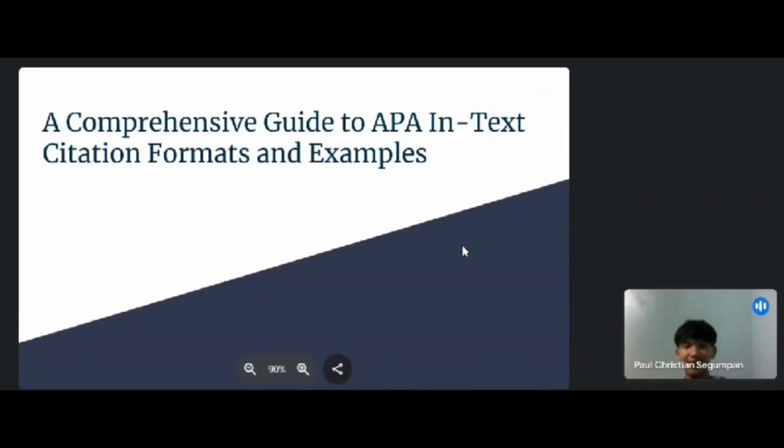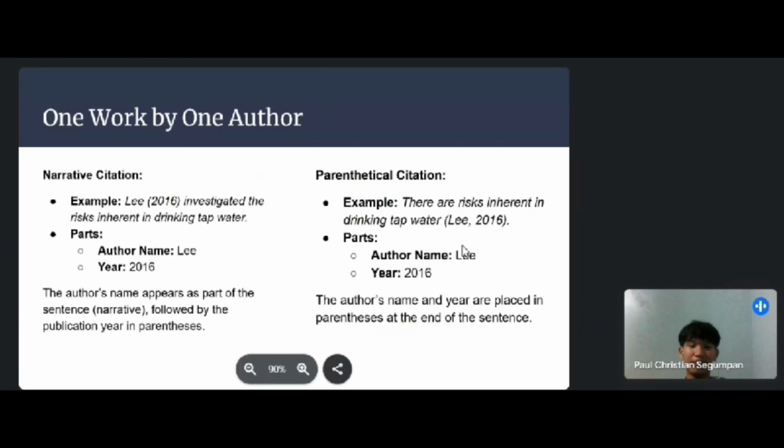Comprehensive guide to APA in-text citation formats and examples. We have the first one, work by one author. Typically it is separated into two: the narrative citation and the parenthetical citation. The first one, the narrative citation, example: Wee (2016) investigated the risks inherent in drinking tap water. Here, the author's name appears as part of the sentence, followed by the publication year in parentheses. And we have the parenthetical citation.